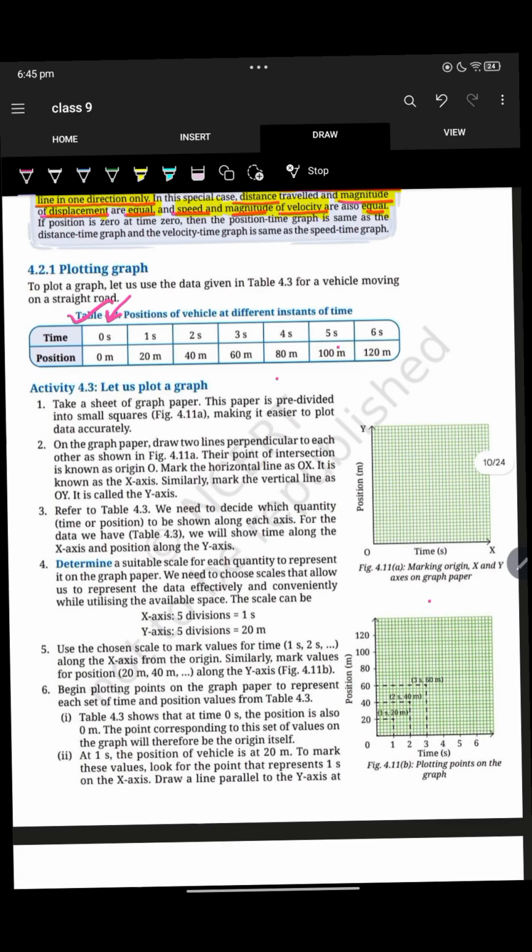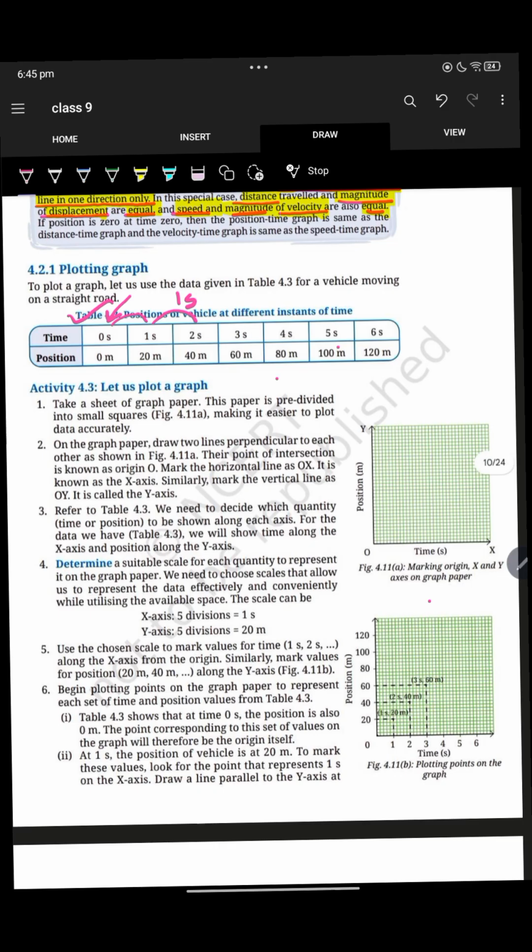Whenever we see this data, we can see that the time has a 1 second gap each time, right? But in the distance, there is a gap of 20 meters each time. So 0 to 20 meters, 20 to 40 meters, 40 to 60 meters, 60 to 80 meters, everywhere there is a gap of 20 meters.